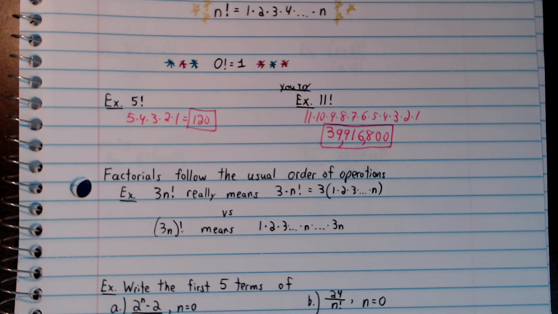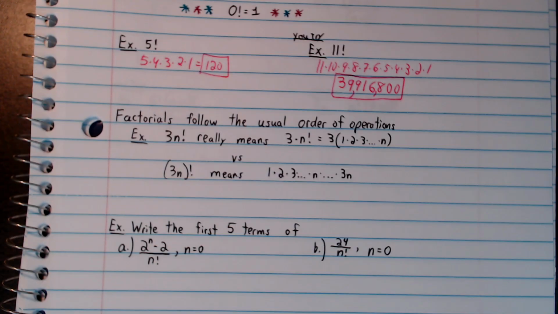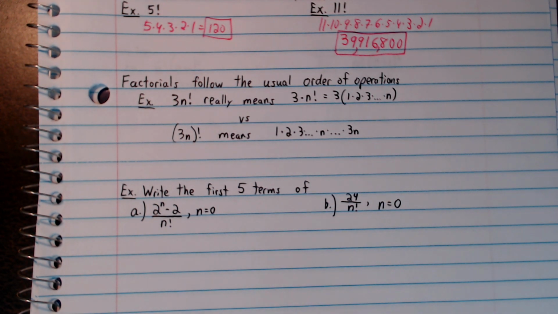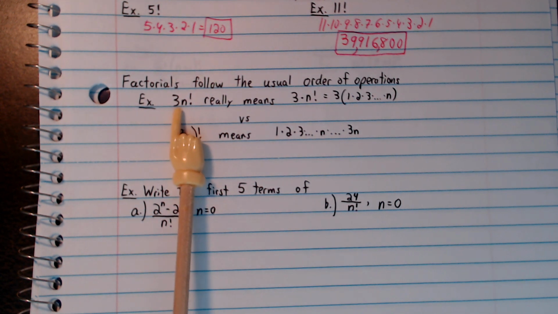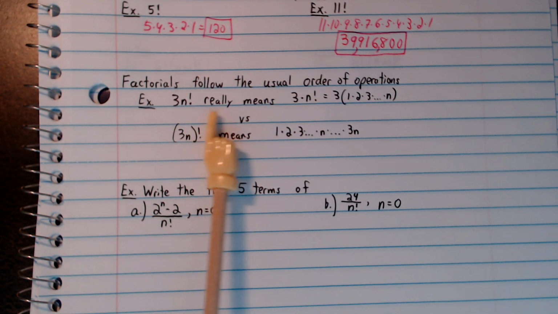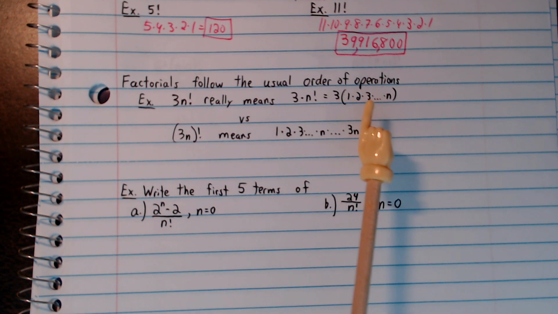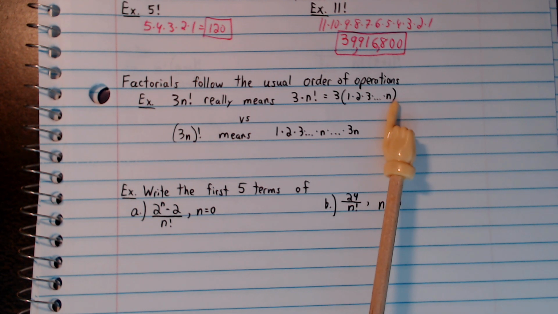Okay, so pretty easy to do, and we're going to do some stuff with them that's kind of fun, I guess, if you're interested in this type of stuff. Anyways, so factorials follow the usual order of operations, right? If we have 3n factorial, that really means that we're doing 3 times n factorial. In other words, we're doing 3 times 1 times 2 times 3 all the way up to n.